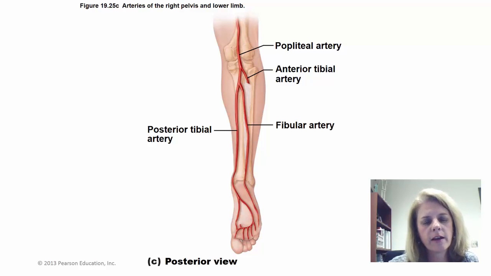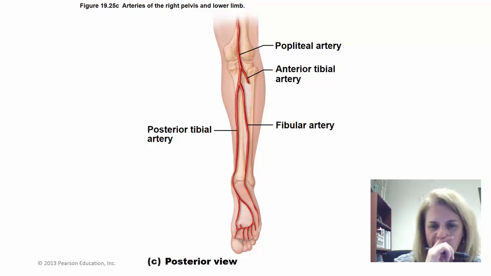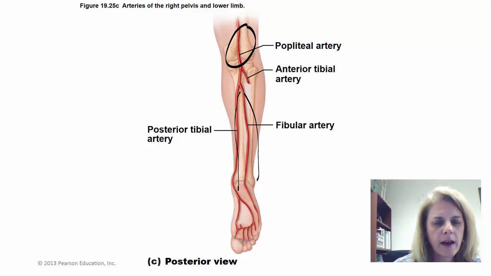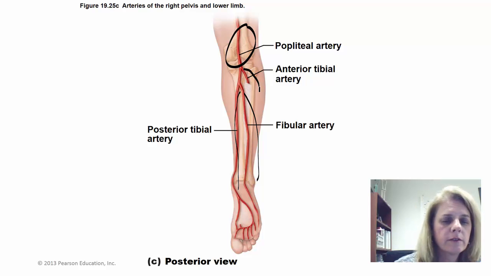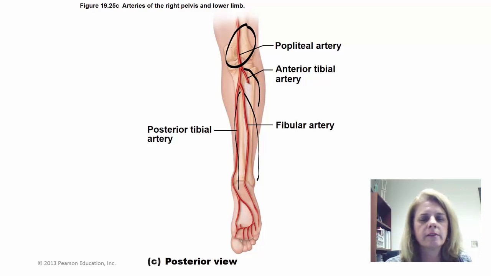Again, let's kind of go down and look at the lower leg. If you're looking at this, this is the dorsal, the plantar side of the foot, so you're looking at the back side of the leg. This is the popliteal artery, and it's going to divide into the fibular artery on the fibular side. It's going to go behind the tibia as the posterior tibial artery, and then it's going to kind of go around to the front of the tibia as the anterior tibial artery.